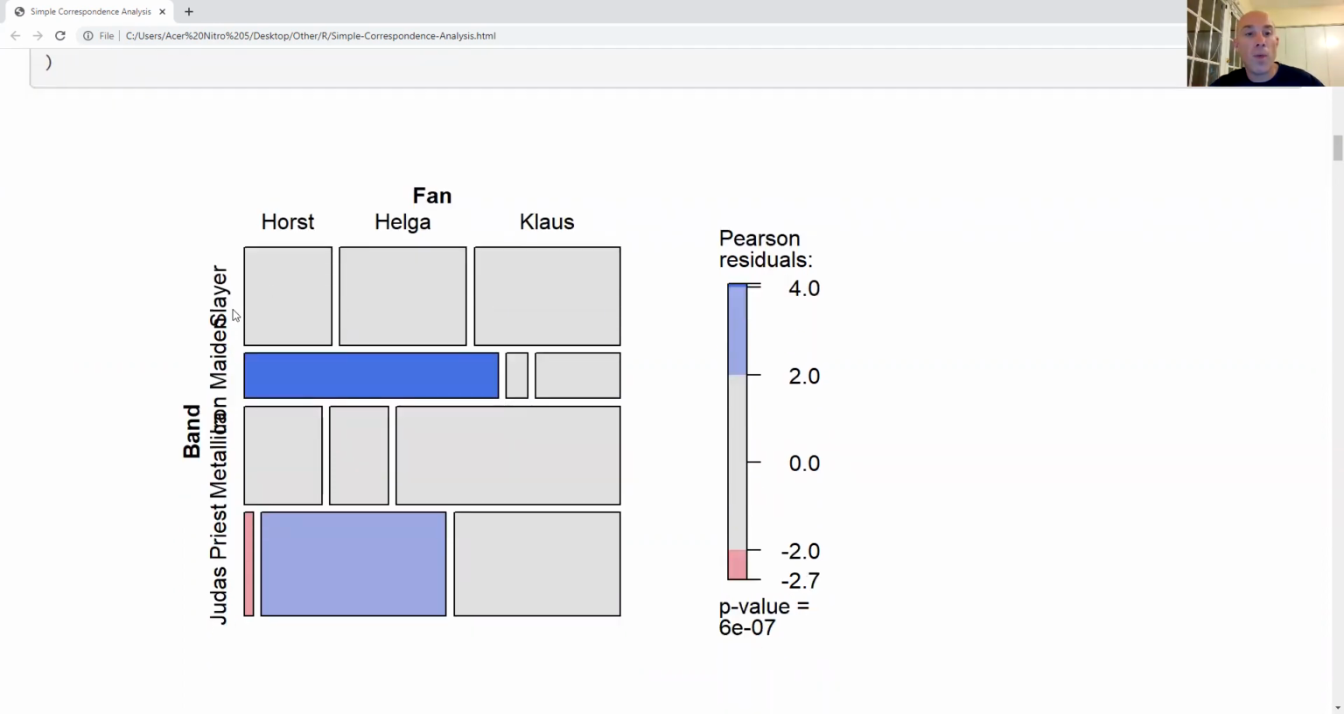Okay, and I set this up so that here we have rows of our mosaic plot going by band. And so here the residuals aren't too big whenever I have gray, but I can see that the Iron Maiden and Horst is much greater than expected. And then Judas Priest and Helga is much greater than expected. So here it goes Horst, Helga, Klaus, and so on. Okay, so we can see that Judas Priest and Horst is much lower than we would have expected.